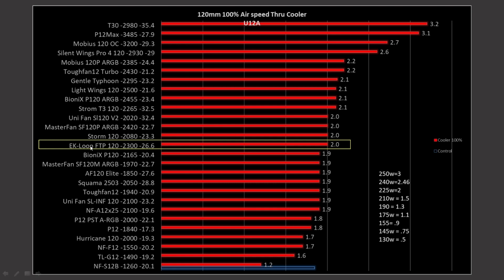And so the EK loop is actually in a pretty good position overall, sitting in the bottom of the middle or top of the bottom, basically right there in the middle, with this sampling selection of good representative fans in every category. Mind, if you want the absolute best performers, you're going to be looking at T30, P12 Max, Mobius 120C, but you have to weigh how much noise the fans are going to generate, if you want to put up with it.